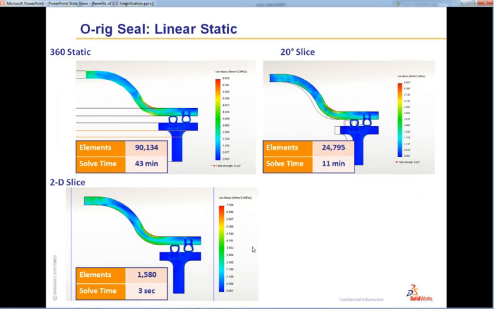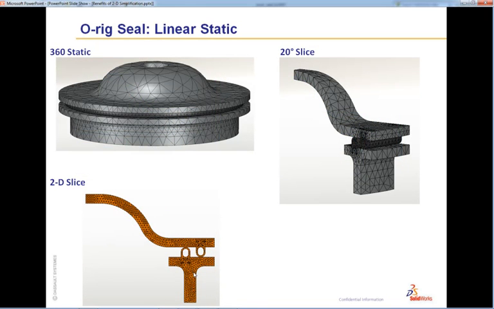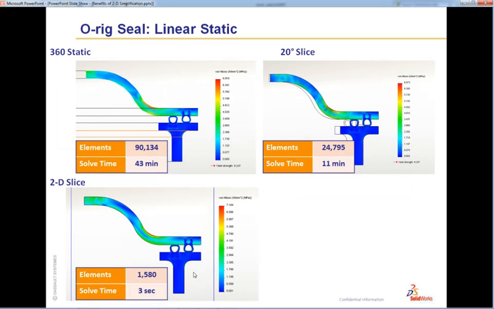Let's take a look at how that works from a solution aspect. We can see here for the full solid it can take 43 minutes to run just a simple static analysis. If we take just a slice of the solid and use some symmetry, we get that down to 11 minutes. However, if we use a full 2D slice, we can get the answer in 3 seconds. But again, look at that, with a lot more accuracy as well. So it's not only faster, but it's a lot more accurate.